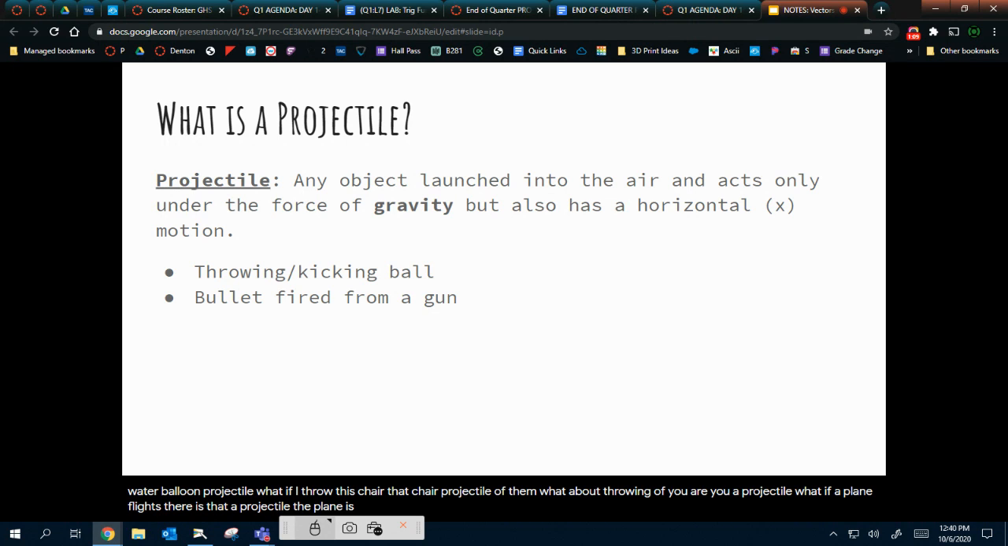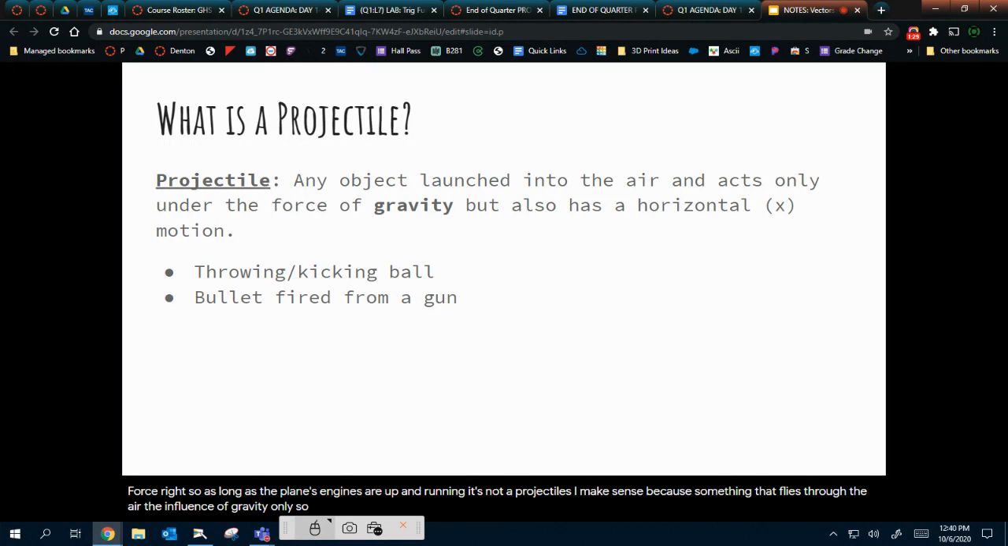No, a plane is not a projectile, because a plane has engines that are pushing it, and therefore it has another force, right? So as long as the plane's engines are up and running, it's not a projectile. Does that make sense? Because a projectile is something that flies in the air under the influence of gravity only.